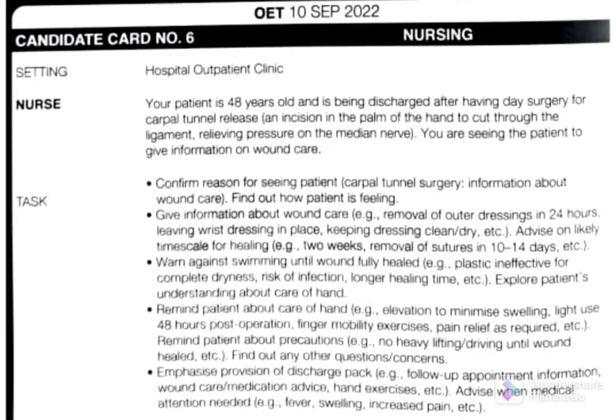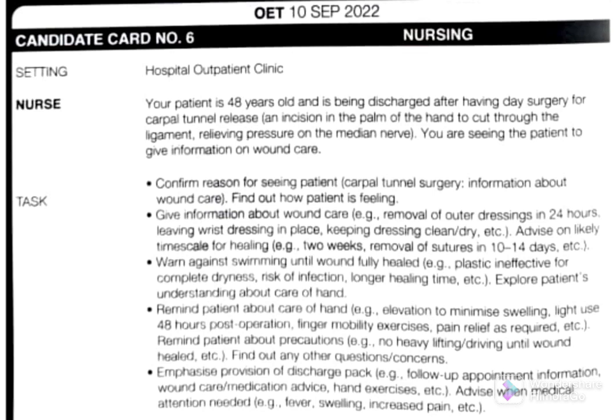Your patient is 48 years old and is being discharged after having a day surgery for carpal tunnel release. That means an incision in the palm of the hand to cut through the ligament, relieving pressure on the median nerve. And you are seeing this patient to give information on wound care. So you assume that you are in clinic, sitting as an outpatient clinic. In your system you already have the patient's details from the doctor because he already finished the surgery, and all details regarding the surgery, the discharge plan and the instructions will be displayed in the hospital system.